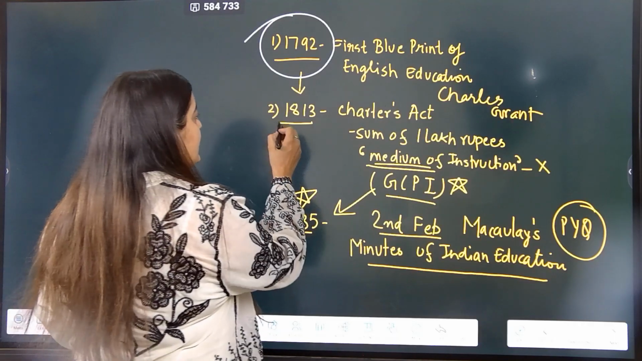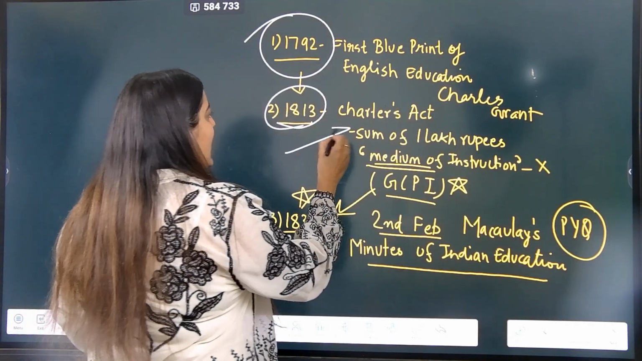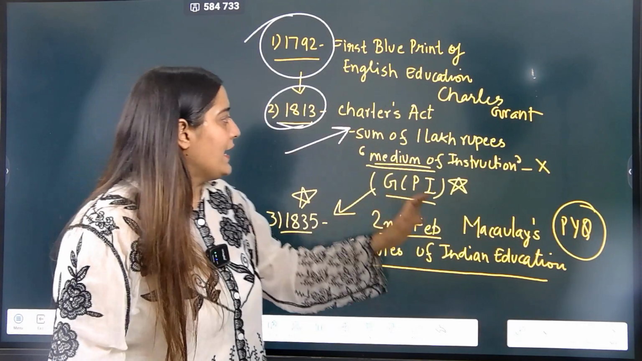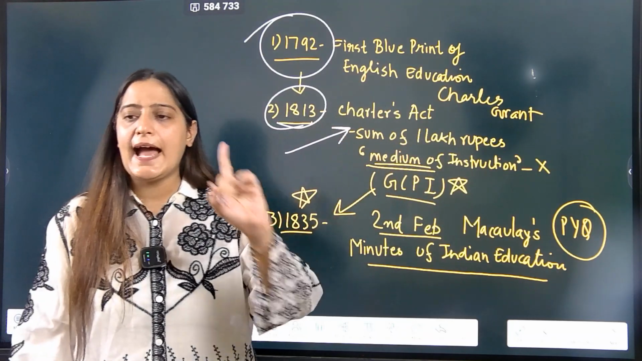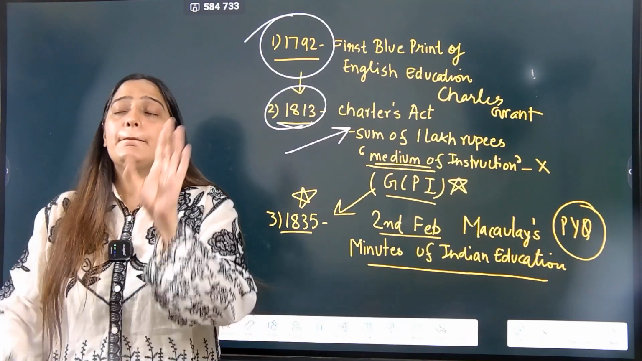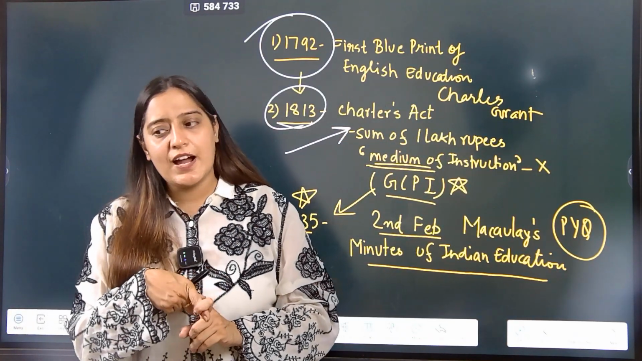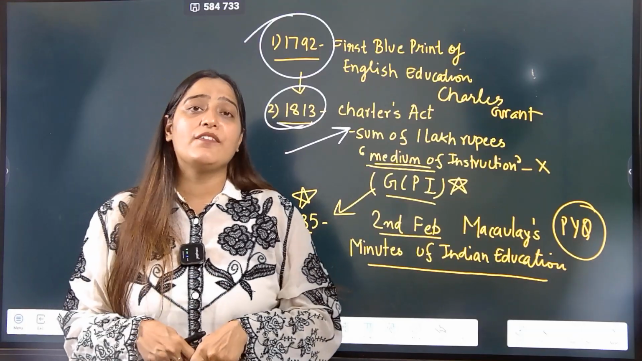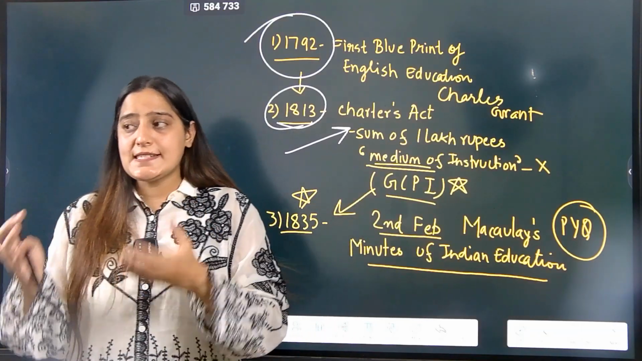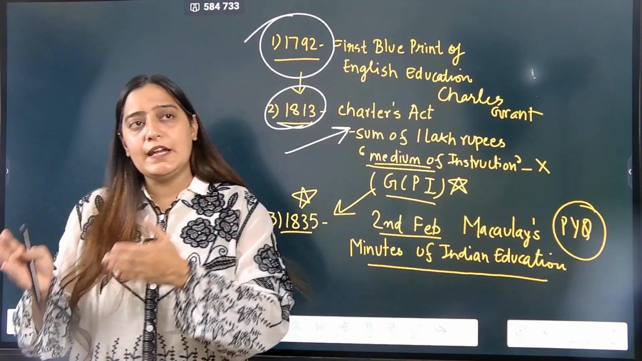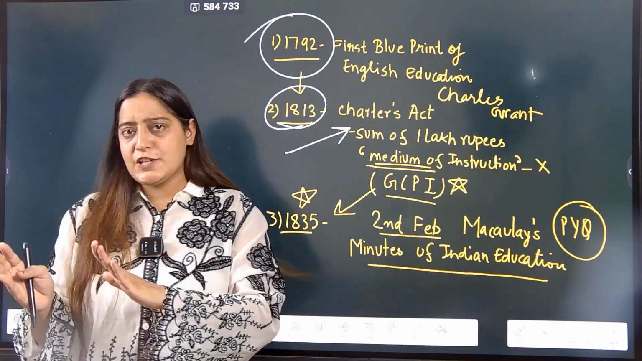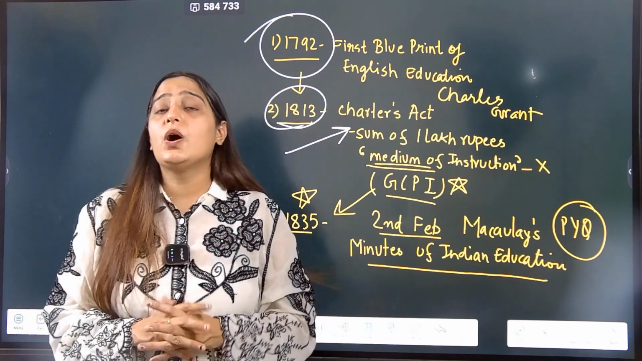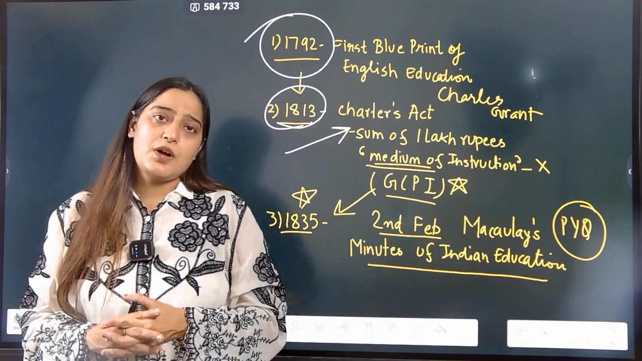So in 1813, the Charter Act was passed, wherein a sum of 1 lakh rupees was given. But what was not mentioned in the Charter Act was the medium of instruction. It was decided that Indian people will now be taught by English people. But the medium was not clear.